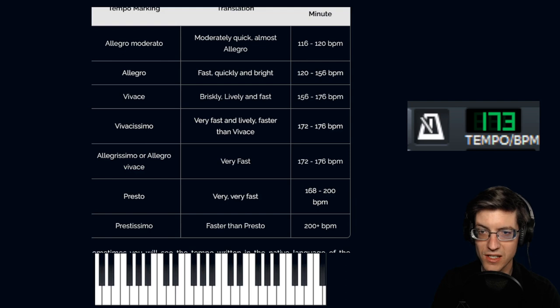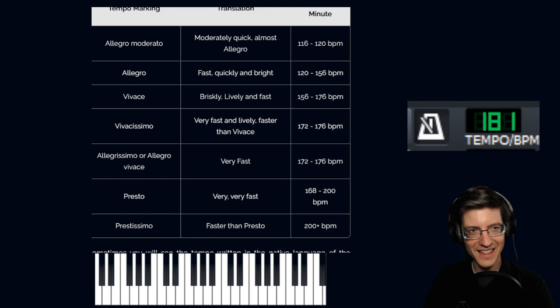Presto starts at 168 and goes up to 200. So if I were to then drag this up to 200, right there, that's presto. Oh, lost my marking. There we go. So that's presto and then prestissimo. This is anything above 200. And how fast can we go? It's too fast. That's funny.